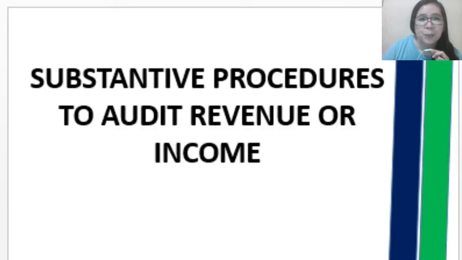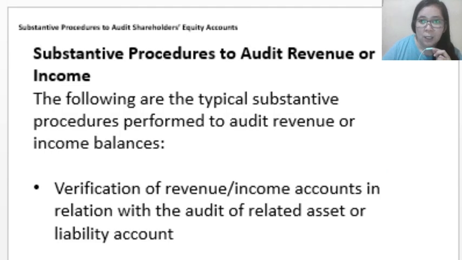Okay, so to continue with the substantive procedures for the shareholders' equity, we also have the substantive procedures to audit the revenue or income, specifically for these items. For the revenue or income, these are the following, or the list of the typical substantive procedures that the auditor can perform.